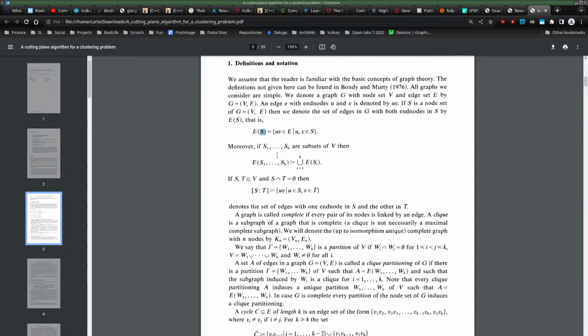Moreover, if S1 to Sk are subsets of V, and now we do the same thing but with multiple arguments, it is the union of all the E(Si). So you have multiple subsets of nodes, then all the edges within one of them, plus all the edges within the other one, and so on. All added together is denoted like this. So we can compare that with this.